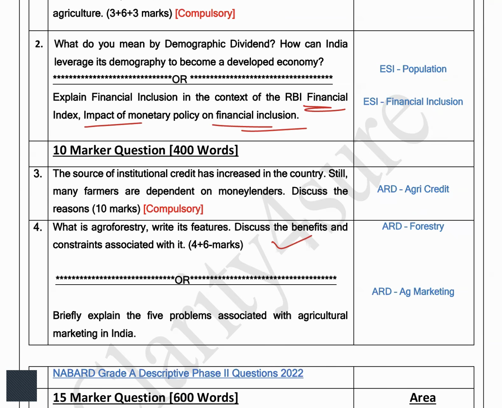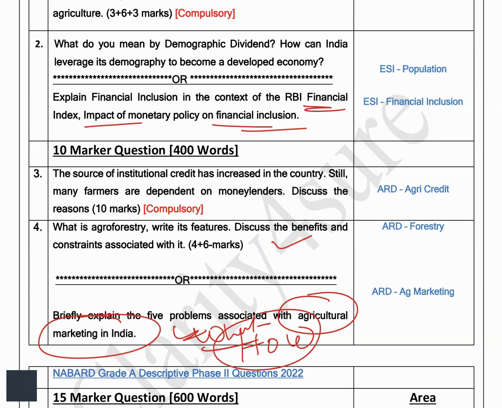Next question, briefly explain the problems associated with agriculture marketing. Now, again, a very general question related to agriculture marketing. They are asking how, right? Explain the problems associated with agriculture marketing. What are the problems, right? So, how and what, agriculture marketing.